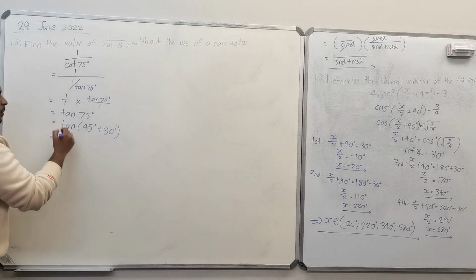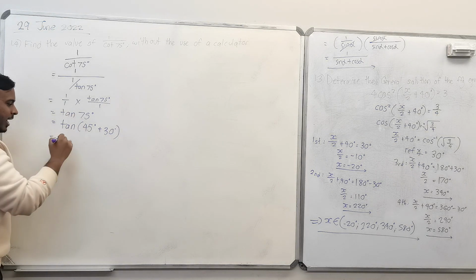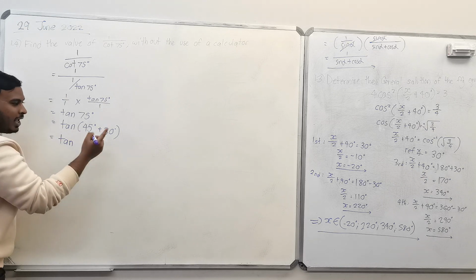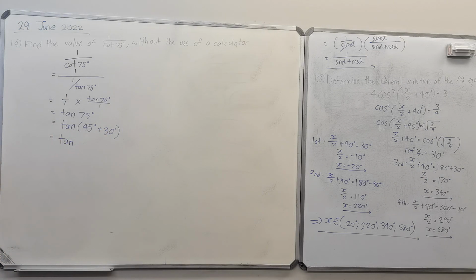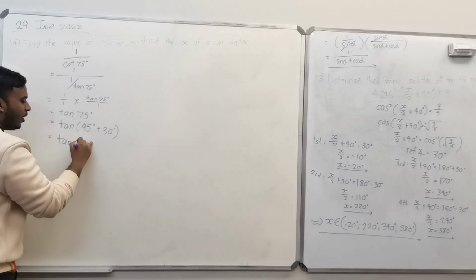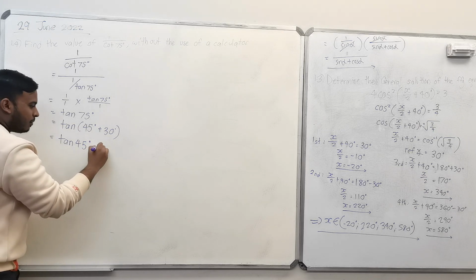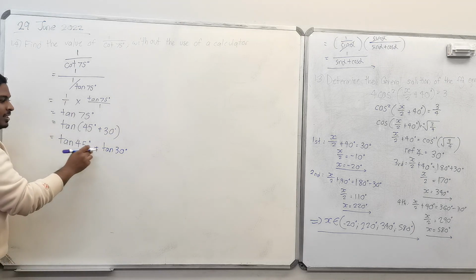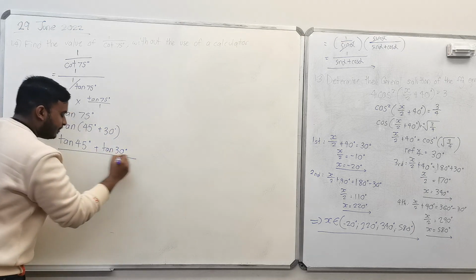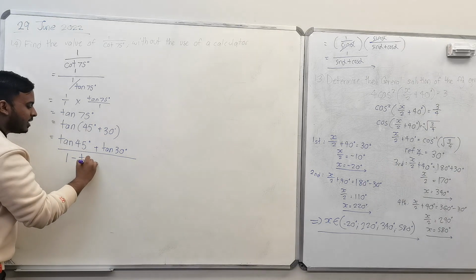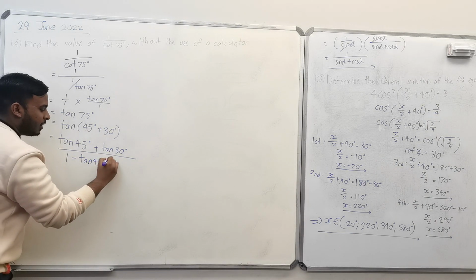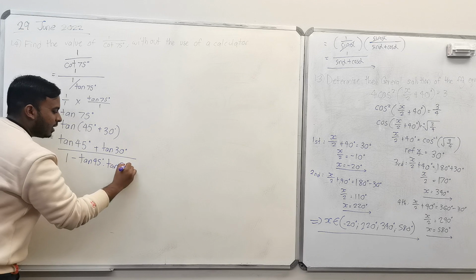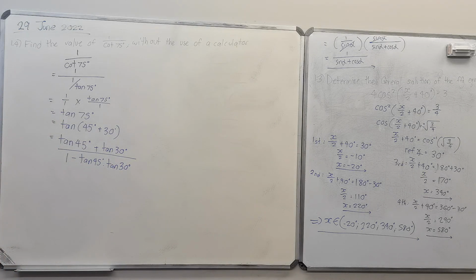What's the compound angle rule for tan? It will be tan A plus tan B all over 1 minus tan A tan B. So this would be tan 45 degrees plus tan 30 degrees, all over 1 minus tan 45 degrees times tan 30 degrees.